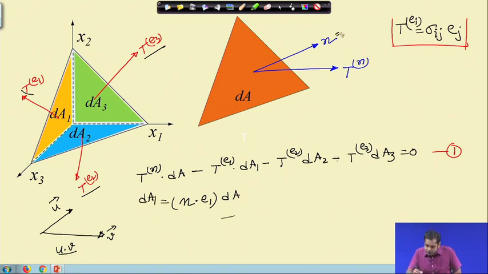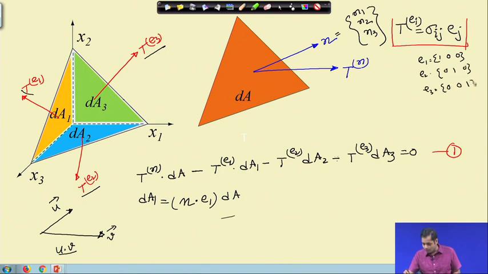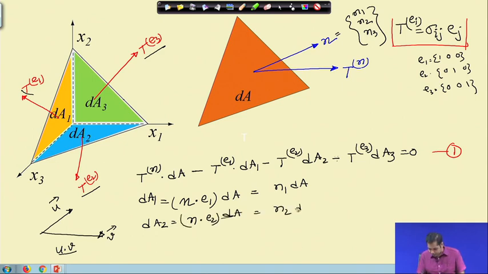Okay. Now, suppose n is a vector (n1, n2, n3). And then E1, in this case, is equal to (1, 0, 0), E2 is equal to (0, 1, 0), and E3 is equal to (0, 0, 1). So, n dot E1 times dA gives you dA1, which is n1 dA. Now, similarly, dA2 can be obtained by taking the dot product n with E2 times dA, which gives you n2 dA, and then dA3, similarly, n·E3 dA is equal to n3 dA.